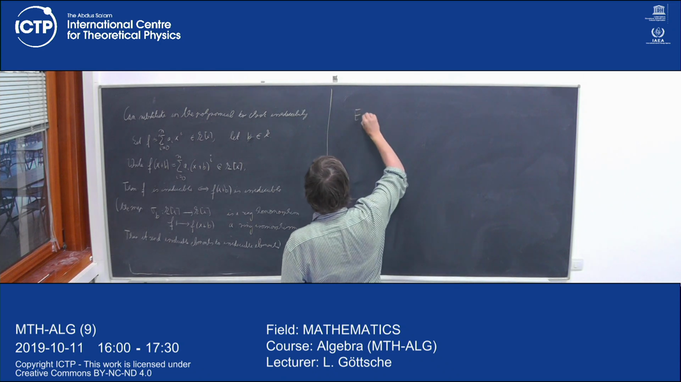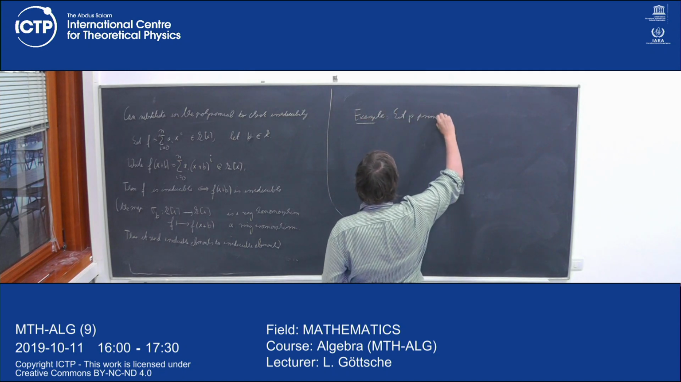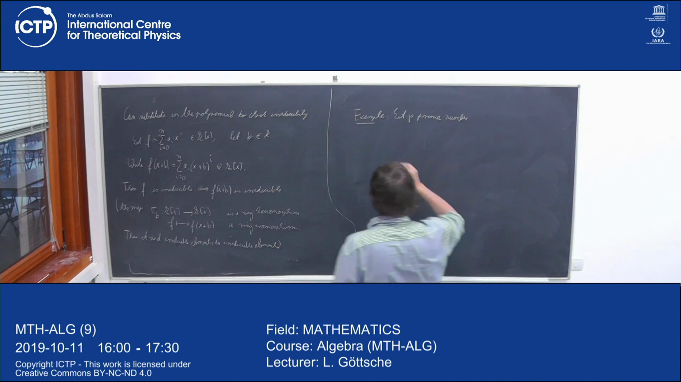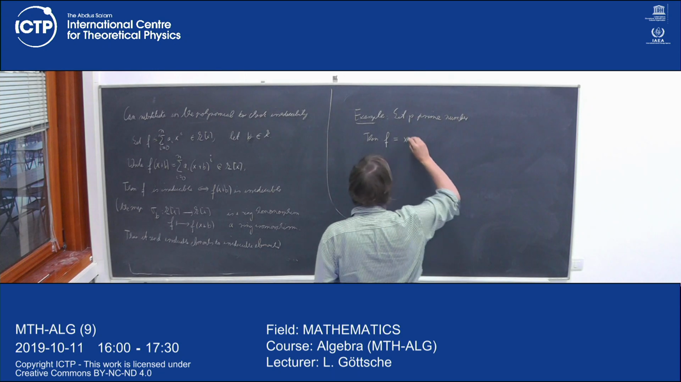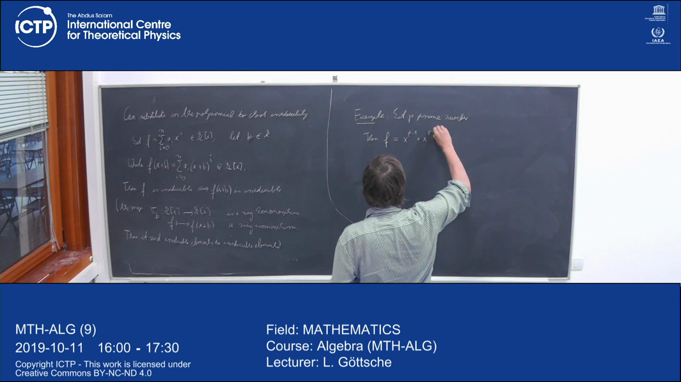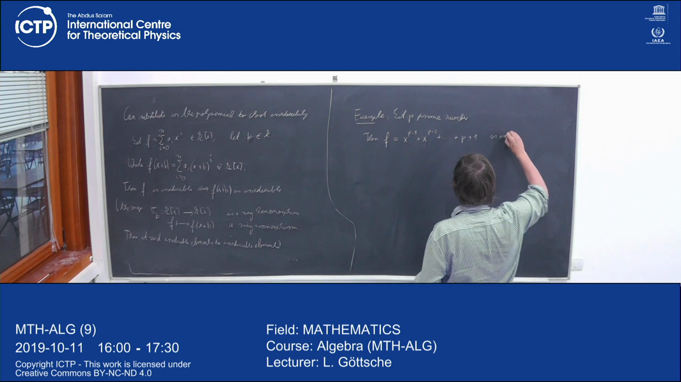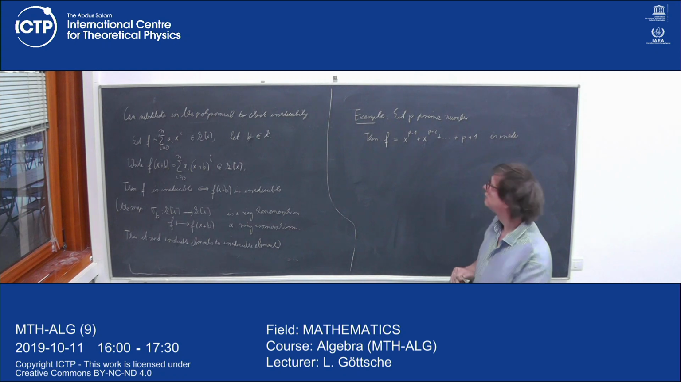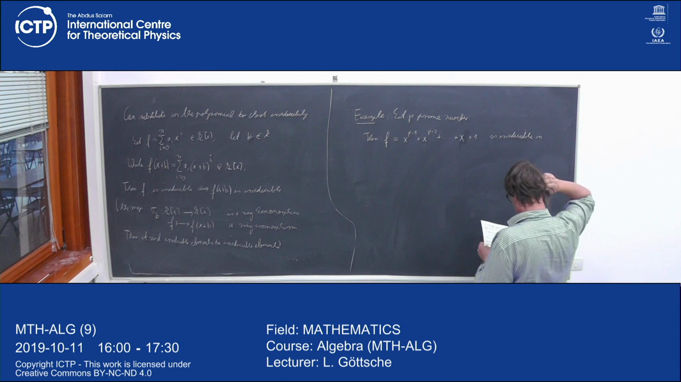So let p be a prime, so a prime number in Z. We look then at the polynomial f equal to x to the p minus 1 plus x to the p minus 2 plus and so on plus x plus 1. It is irreducible in Q[x].